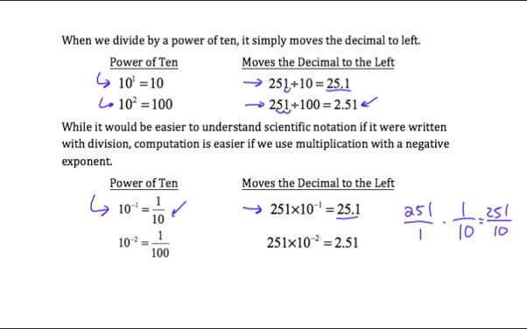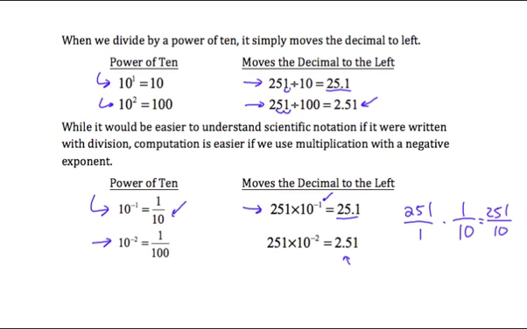So instead of dividing by powers of 10, what we actually do with scientific notation is we multiply by a negative exponent here. Let's take a look at this next one. Multiplying by 10 to the negative second power is really the same as dividing by 100, which is going to move our decimal 2 places to the left and give us this answer of 2.51.